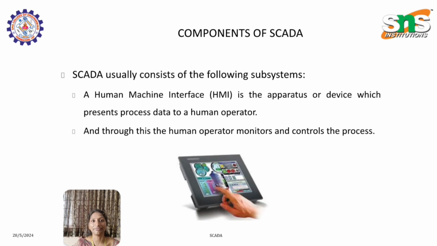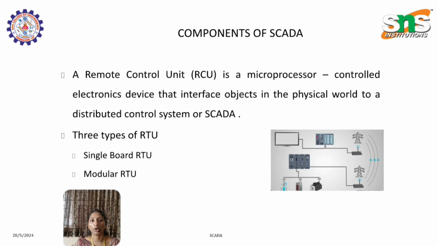It consists of the following subsystems. So these are the components of SCADA. We might have heard about HMI, which is the human machine interface. It is an apparatus or a device which presents process data to a human operator. A human is needed in order to operate. So the HMI presents process data to a human operator, and through this the human operator monitors and controls the process. So HMI plays a major role in SCADA. This is a very important component.